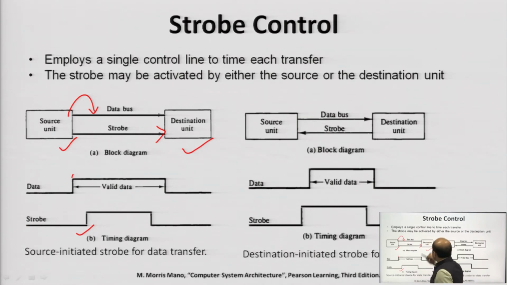Now, the destination unit will receive the data, and after some time the data has been received by the destination. After that, the source unit will disable the strobe signal. Now, the strobe signal is down. After that, the data which is already available on the channel will be disabled by the source unit. So, this way the strobe control methodology will work.